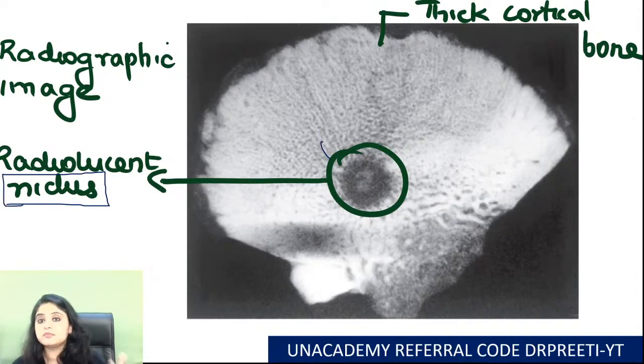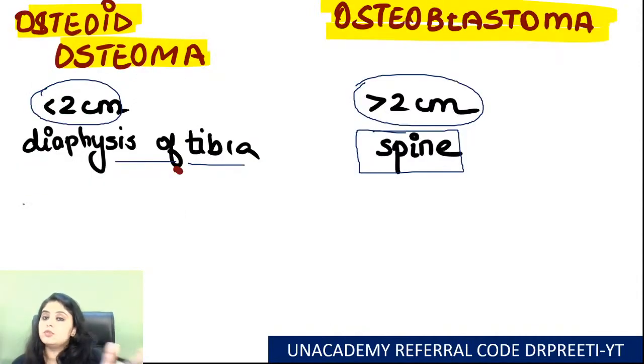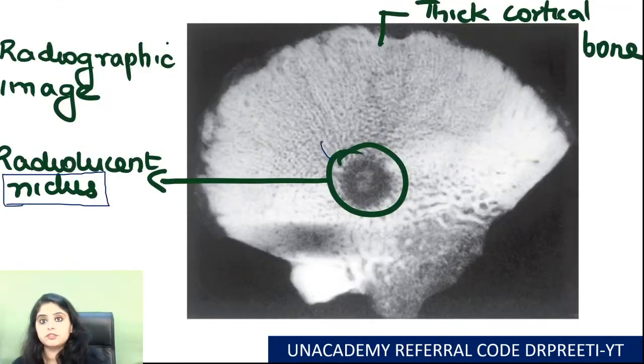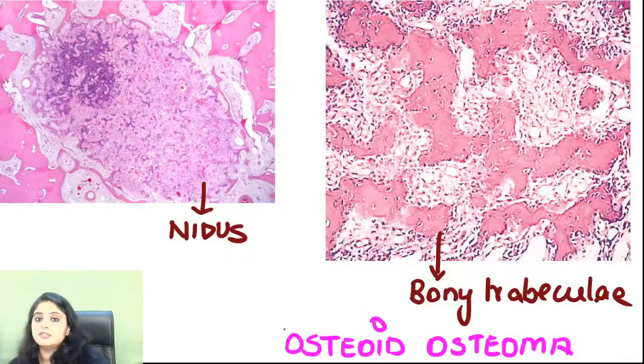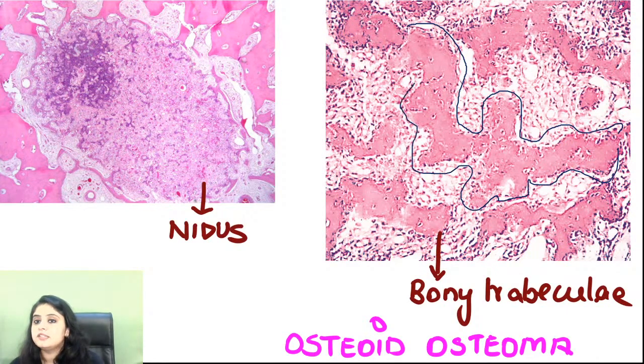Let me tell you that osteoid osteoma and osteoblastoma both show the presence of this nidus. Surrounding the nidus, you have thickened bone which makes the cortex very, very thick. There is a thick cortical bone. Now when I try to correlate this with the histopath, if you see both these images, all of you are well versed with what this structure is. These are the pinkish bony trabeculae.